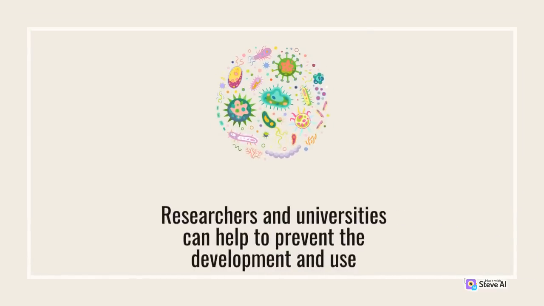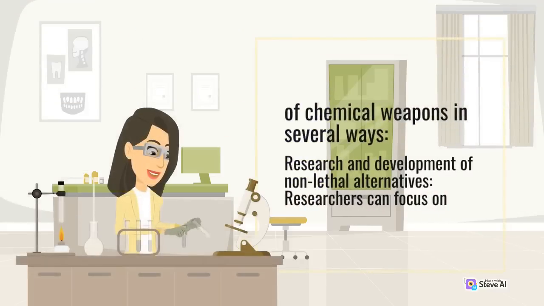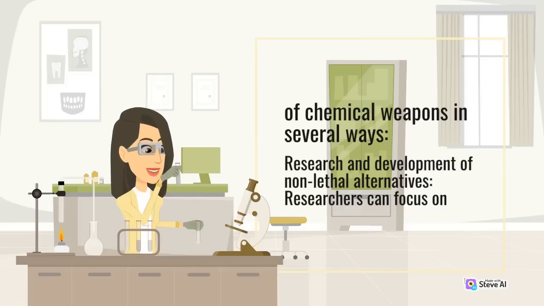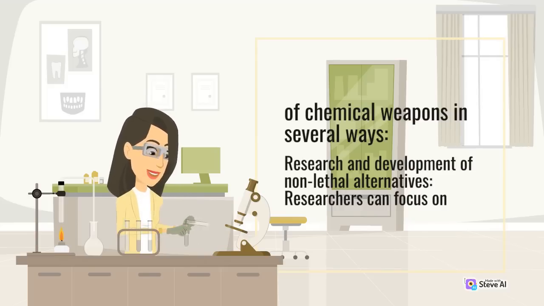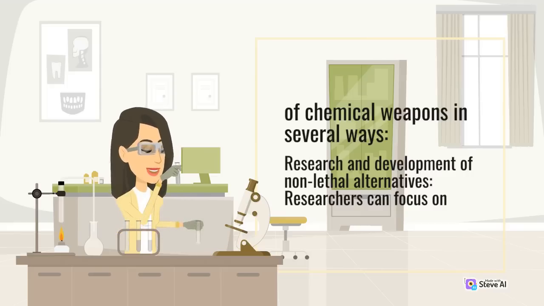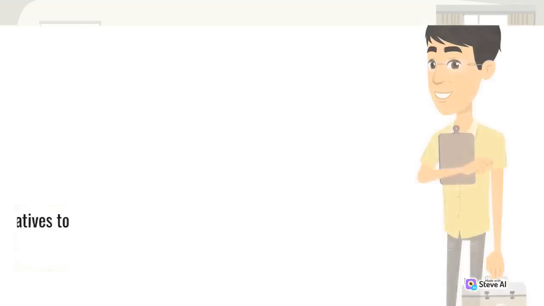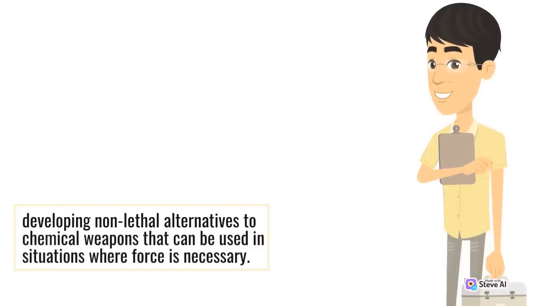Researchers and universities can help to prevent the development and use of chemical weapons in several ways. Research and development of non-lethal alternatives. Researchers can focus on developing non-lethal alternatives to chemical weapons that can be used in situations where force is necessary.